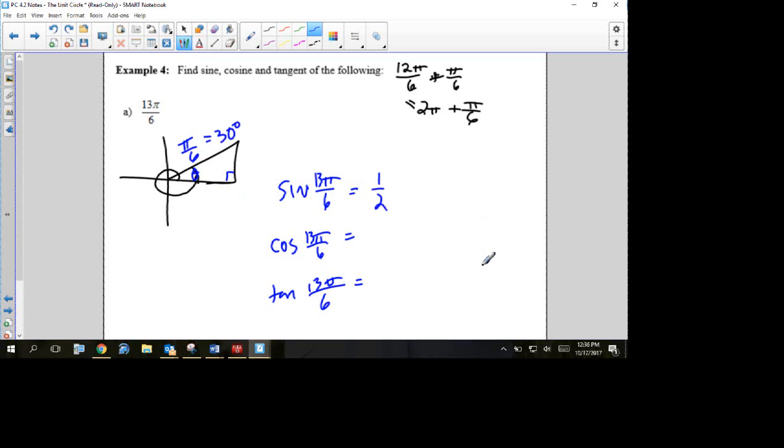What's the sine of 30 degrees? Half. So then what's the other one? What's cosine of 30 degrees? Square root of 3 over 2. And then tangent of 30 degrees is 1 with all the 3's. Square root of 3 over 3.